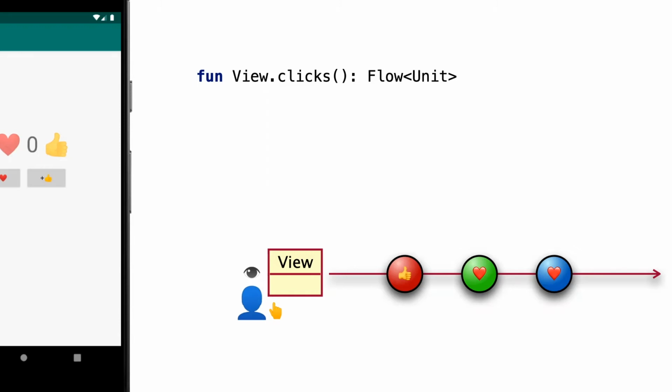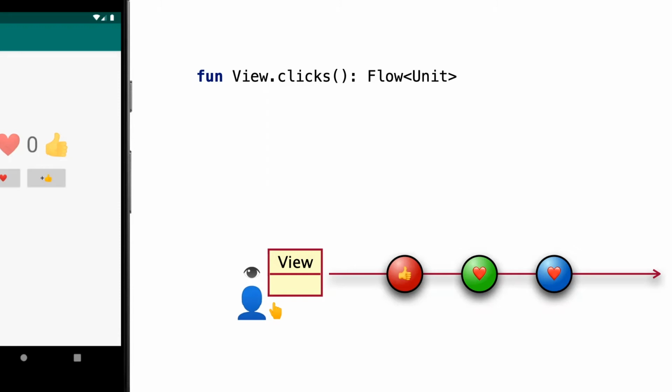Okay, so here by building an extension function called clicks, we'll return a flow of units from our given view. So the idea is that every time a user clicks on a view, a unit will be emitted over the stream. If you're new to Kotlin, again, unit is somewhat equivalent to Java's void. That might seem a bit odd at first, a stream of voids, a stream of non-things.